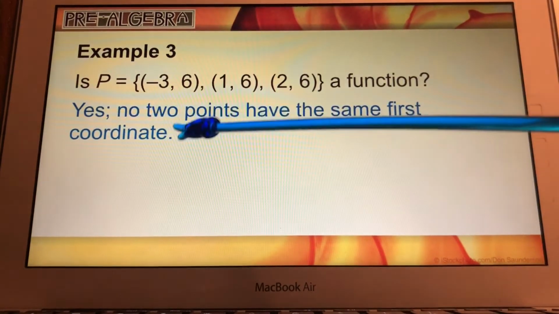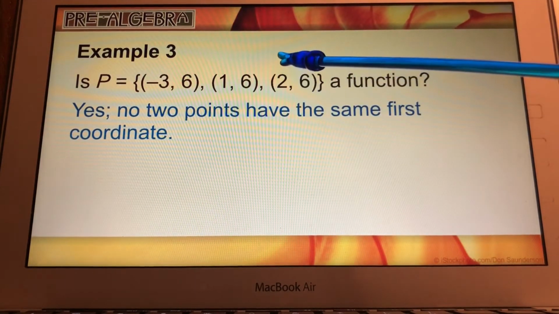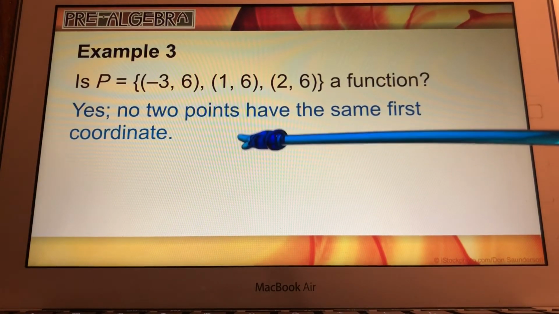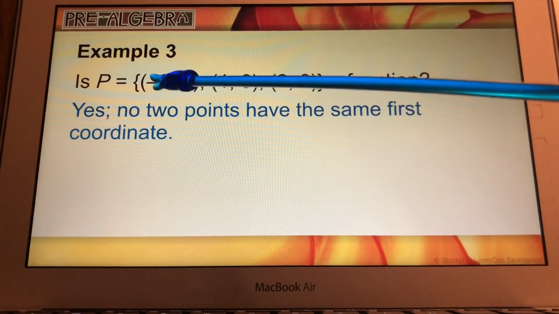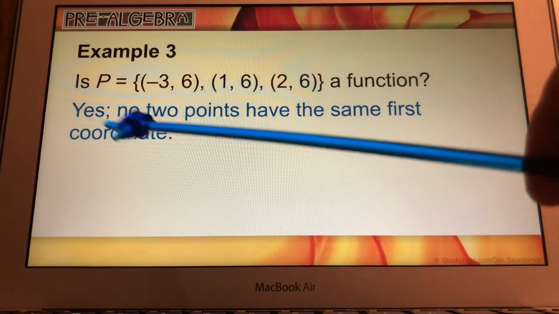Yes, this is a function because -3, 1, and 2, all my x values, there are no 2 points that have the same first coordinate. All the x values are different, so that makes it a function.